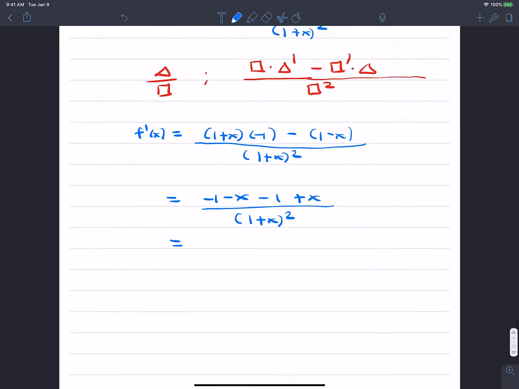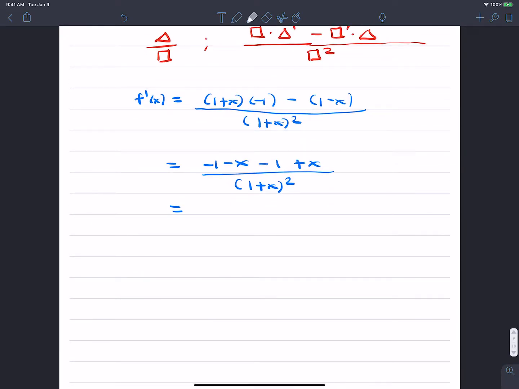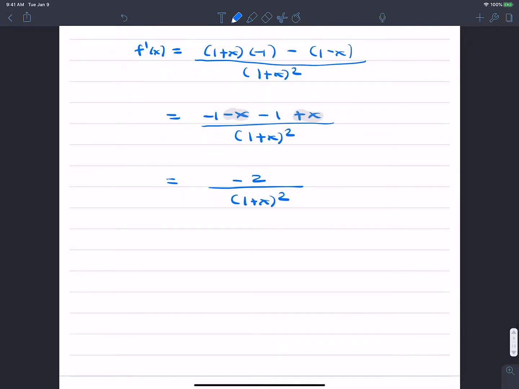So let's simplify here. And it looks like negative x and positive x are going to cancel. So it looks like I'm going to get negative 2 as a numerator, double check my work. Negative 2 over your 1 plus x squared. Now, what you could do with that negative sign is you could put it at the same level as your division sign. So this derivative is negative 2 over 1 plus x squared. Okay, so there's your first derivative.